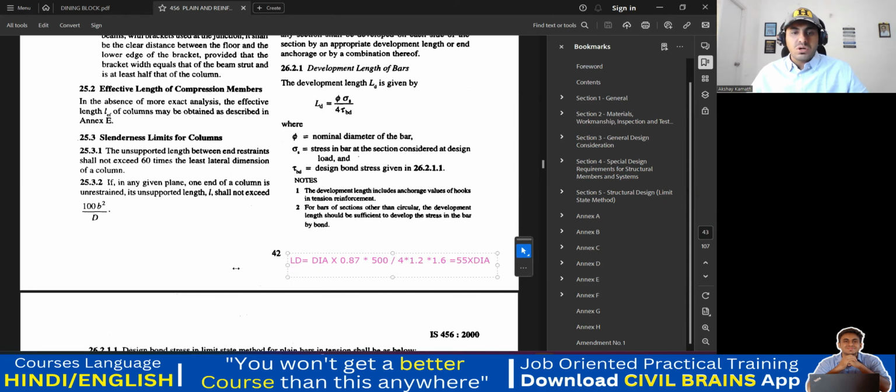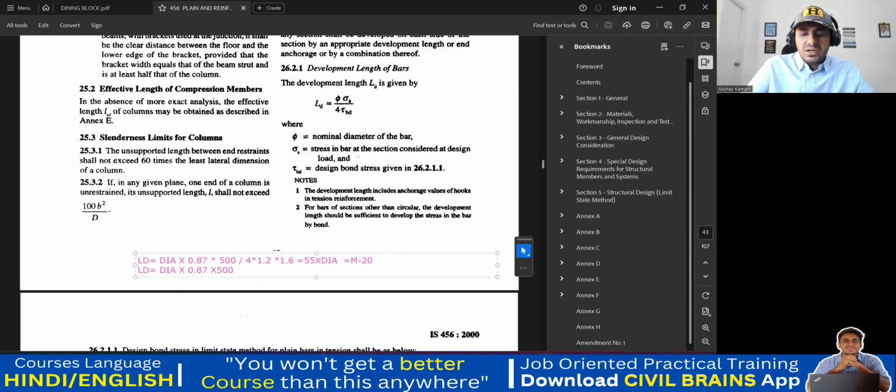So this is the formula I got for M20 grade. Similarly, tell me for M25 grade of concrete, same thing. Again, dia multiplied by 0.87 into 500, divided by 4 into tau BD. Your tau BD is 1.4 times 1.6. I'll show you why it is 1.4. It is mentioned in the table. Do this calculation, simply instead of 1.2, take 1.4 and you'll get 46.87. I'll take 47 times the dia. Got it? This is for M25.